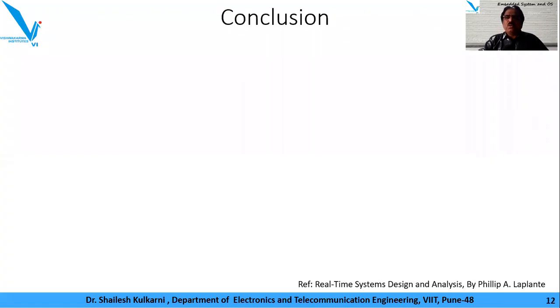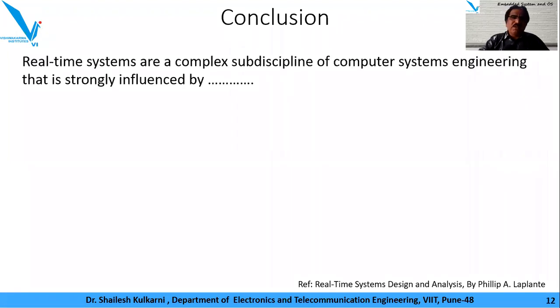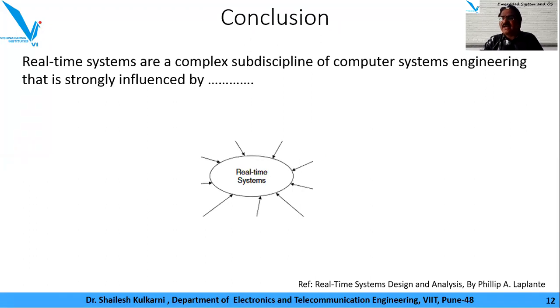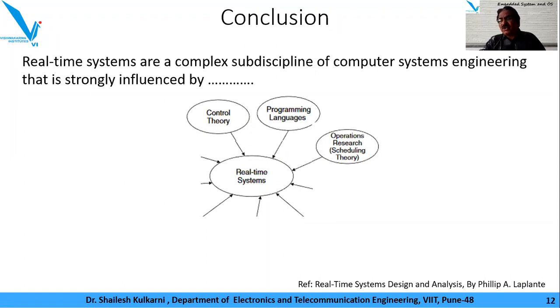Okay, quickly we'll go through the conclusion, which is a very interesting one I want to draw. The conclusion is that real-time systems are a complex sub-discipline of computer system engineering, strongly influenced by several factors. Let us understand what factors influence real-time system design. First, control theory, which has to be fairly well understood. Then programming languages. Then operations research in the form of scheduling theory, which is a tall order.